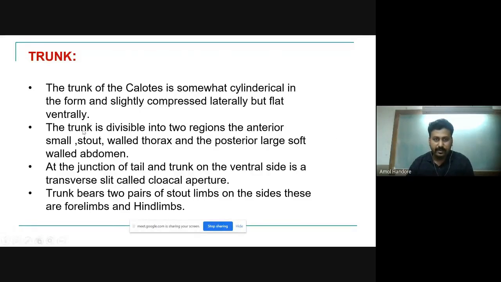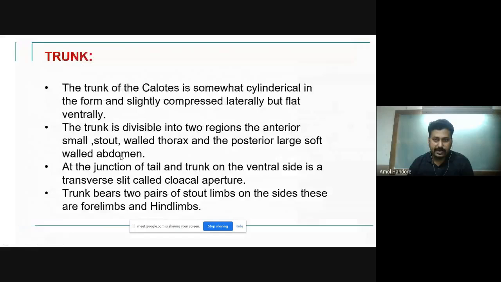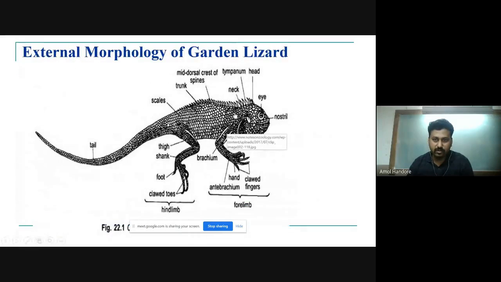The trunk is further divided into two regions: the anterior small region, the thorax, and the posterior large region, which consists of the abdomen. So in this anterior region you have the thoracic region, and in the posterior region you have the abdomen.